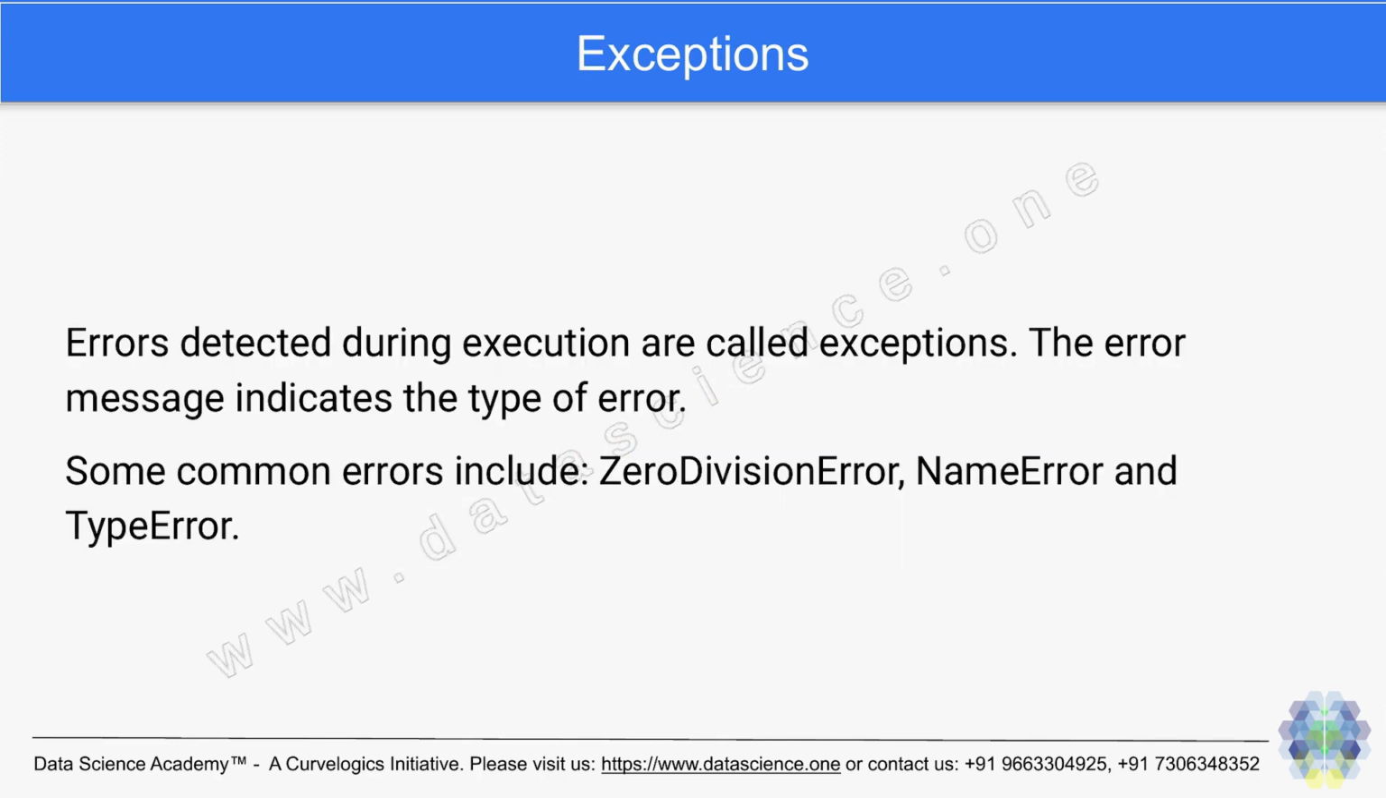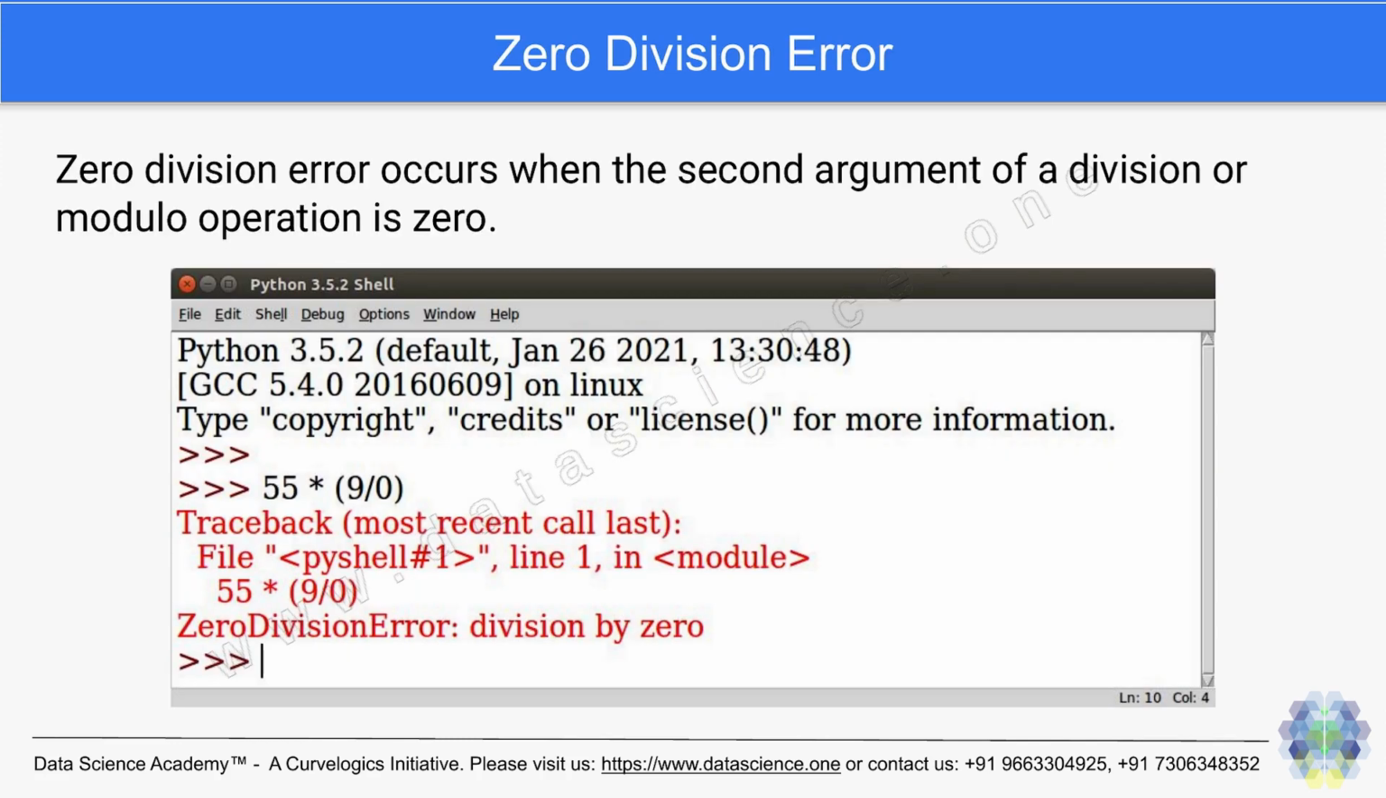Errors detected during execution are called exceptions. The error message indicates the type of error. Some common errors include ZeroDivisionError, NameError, and TypeError. ZeroDivisionError occurs when the second argument of a division or modulo operation is 0.